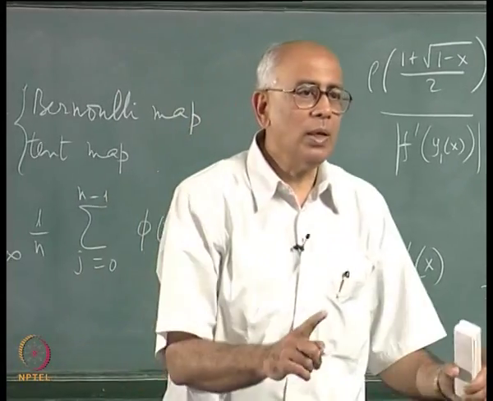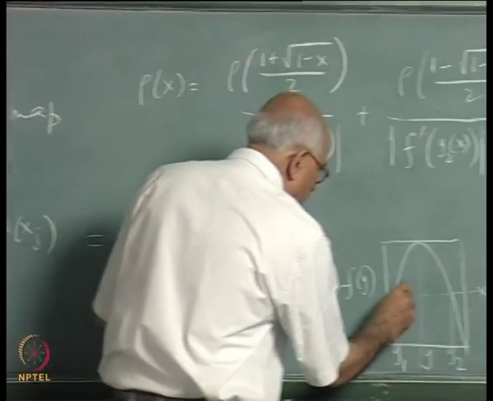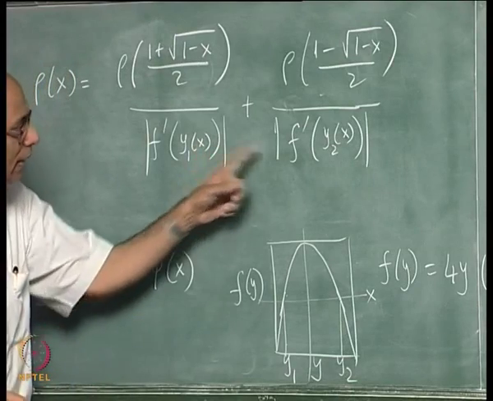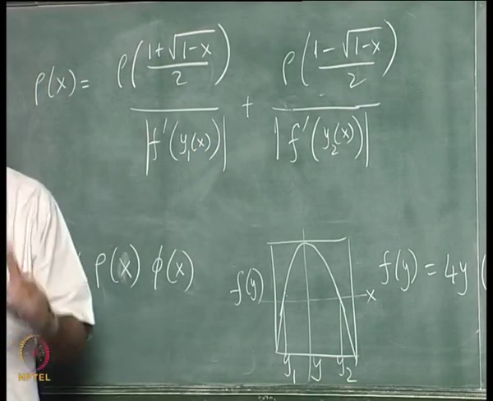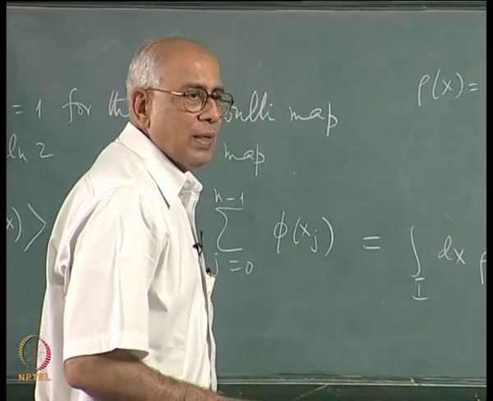By the way, since it is modulus, you expect both of them will come out, because it is clear that the map is symmetric. So the magnitude of the slope here is the same as the magnitude of the slope here. So this factor will come out, but it is a function of x, and a constant is not a solution.